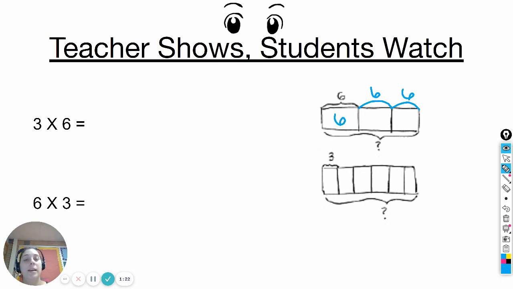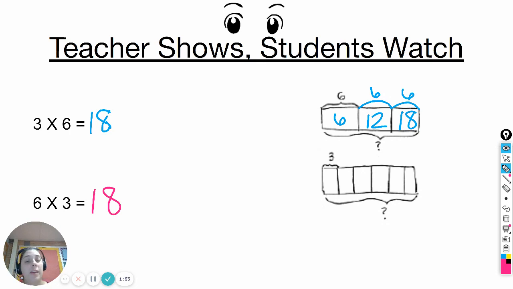6, 12, and remember if you forget how to count by 6s because we're still learning, you can hold up 6 fingers. We ended at 12, so we'll keep counting. 13, 14, 15, 16, 17, 18. So 3 times 6 equals 18. Well, that must mean that 6 times 3 equals 18, so let's make sure that that's correct.